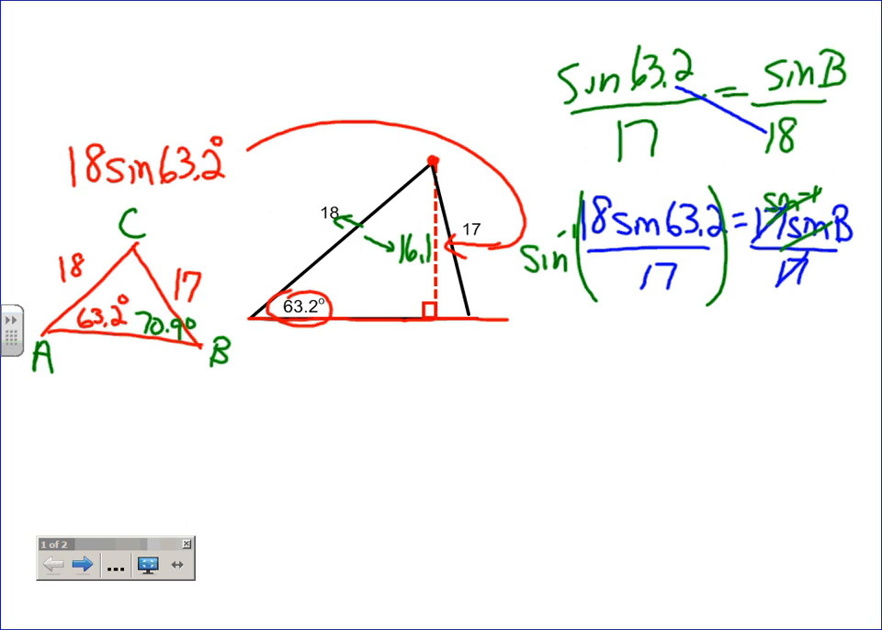What's probably the easiest thing to do next? Find angle C. If we got 63.2 and 70.9 used up, what is left over? 45.9? Has the triangle been solved? Not quite. One last thing to do, and it will require law of sines again.